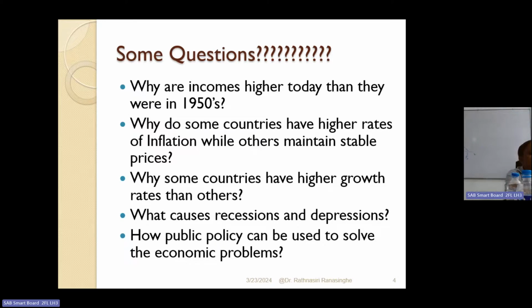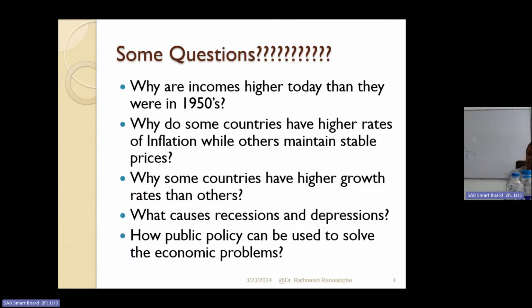So we need to identify why there are such changes and how it has evolved. Also, if you look at inflation, very recently we experienced a high inflation situation. If you compare with other countries, even income and inflation, we see some other countries maintain a higher income level, while our income level is low. Why is there such a difference?